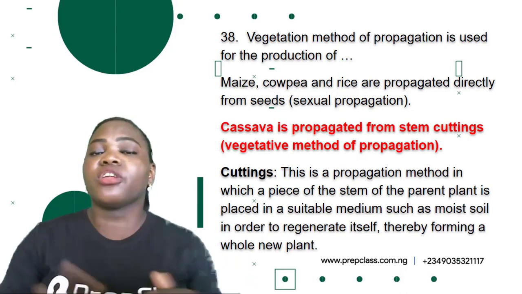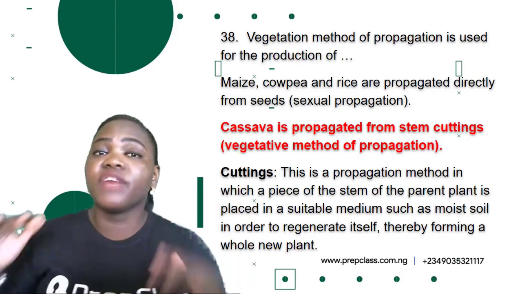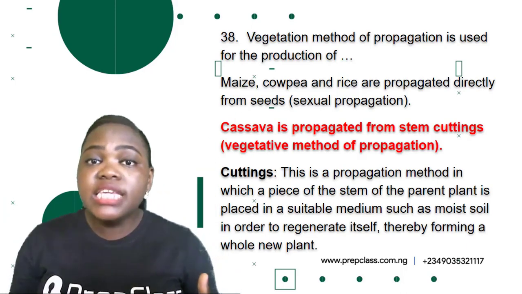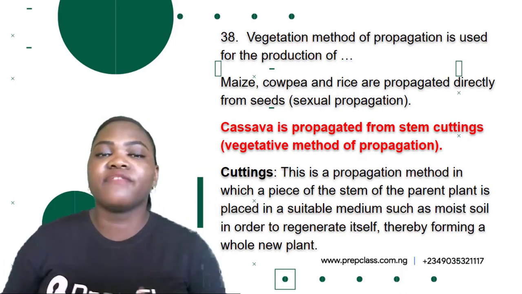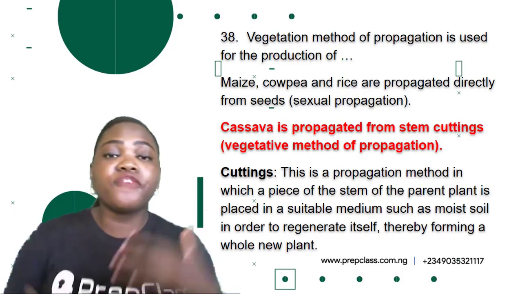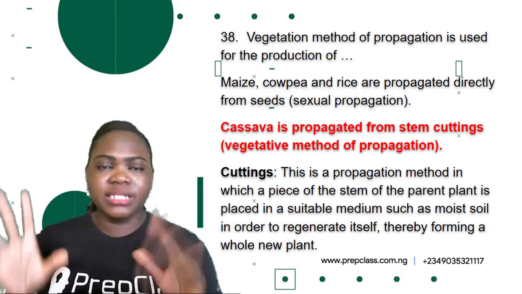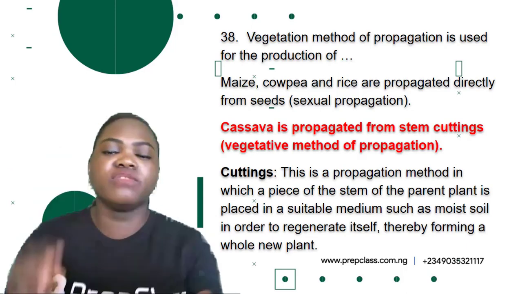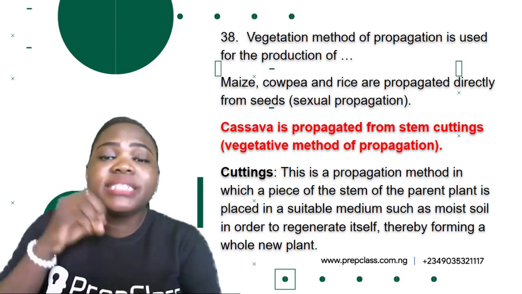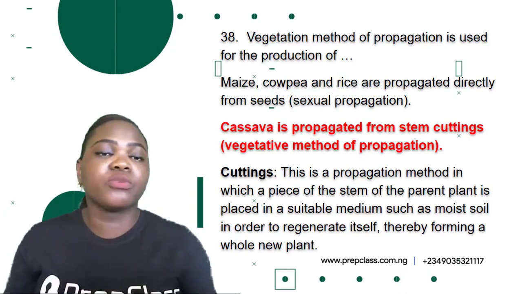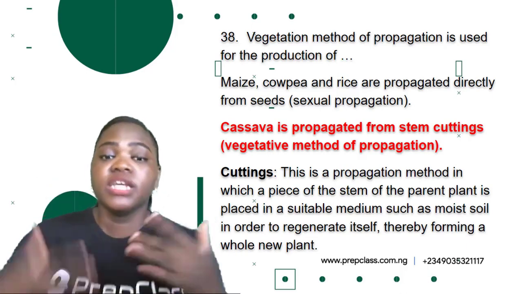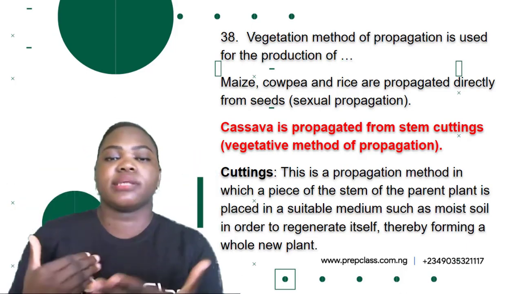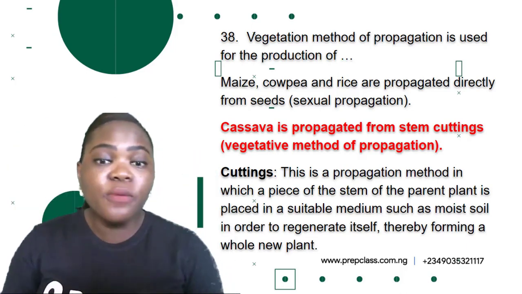Remember that vegetative method of propagation involves using the vegetative parts of the plant, such as the stem, the leaves and the roots. Okay, so for cassava, you propagate cassava from the stem cuttings. What are cuttings? Cuttings is a propagation method in which a piece of the stem of the parent plant is placed in a suitable medium, such as moisture, in order to regenerate itself, thereby forming a whole new plant. So the stem of the cassava is cut to propagate a new plant.